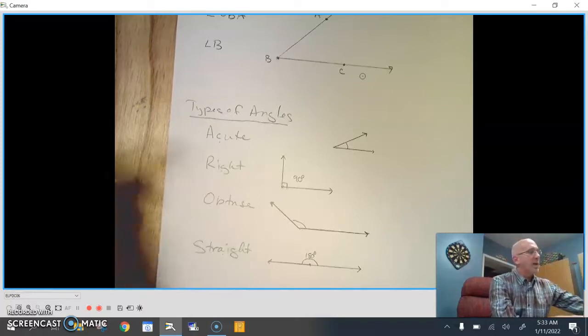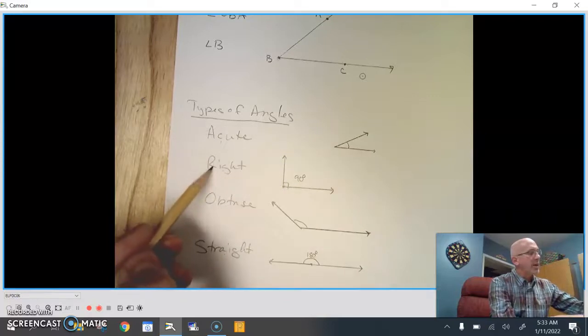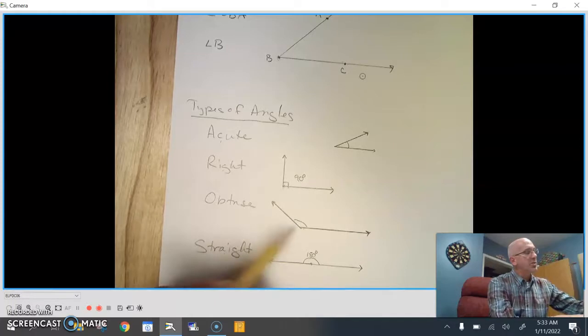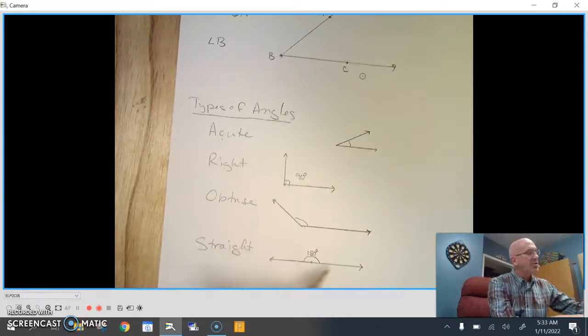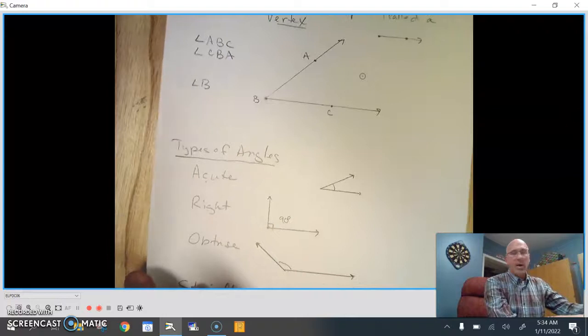Okay, so we have acute, which is less than 90 degrees. We have right angles, which are exactly 90 degrees. We have obtuse, which is bigger than 90 degrees. And then we have straight, and it is 180 degrees. Now what I will do is show you how to measure angles.